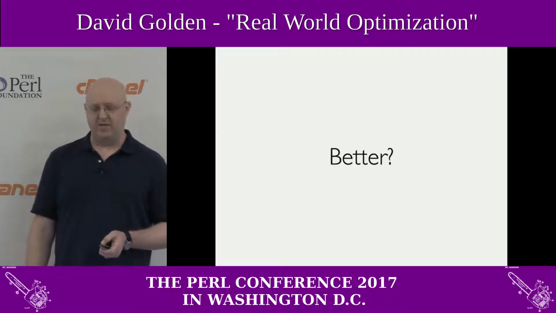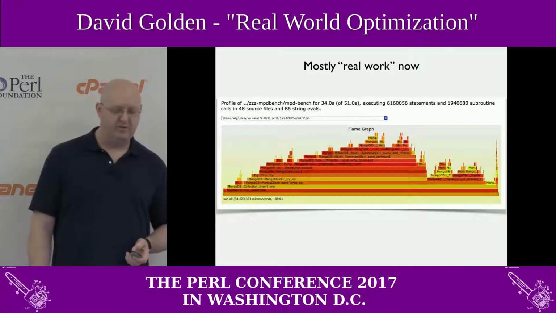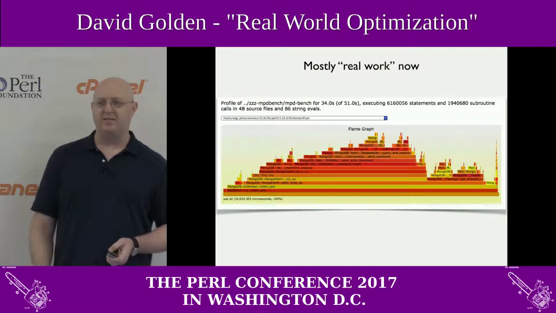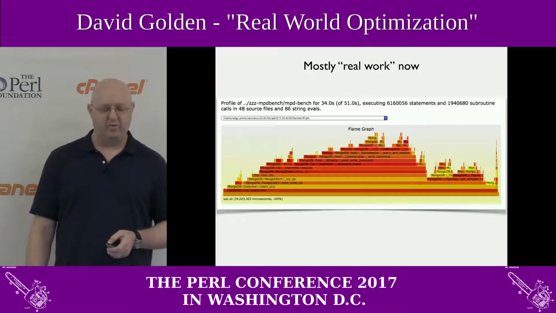So once we make those two changes, have things gotten any better? And the answer is yes. At this point, this is now mostly the insert one. It's mostly real work in the flame graph, and we can start digging into the specifics of what actual real work we try to optimize.